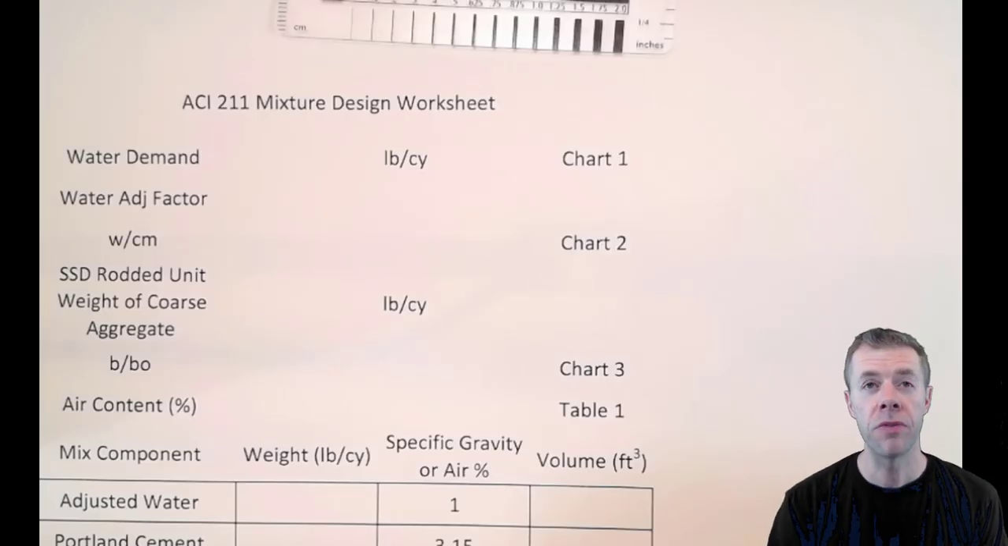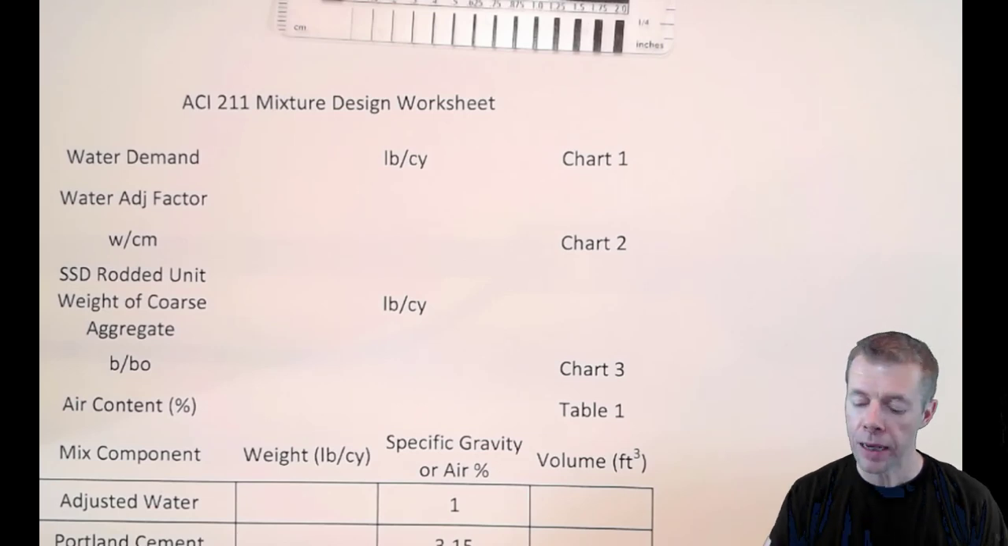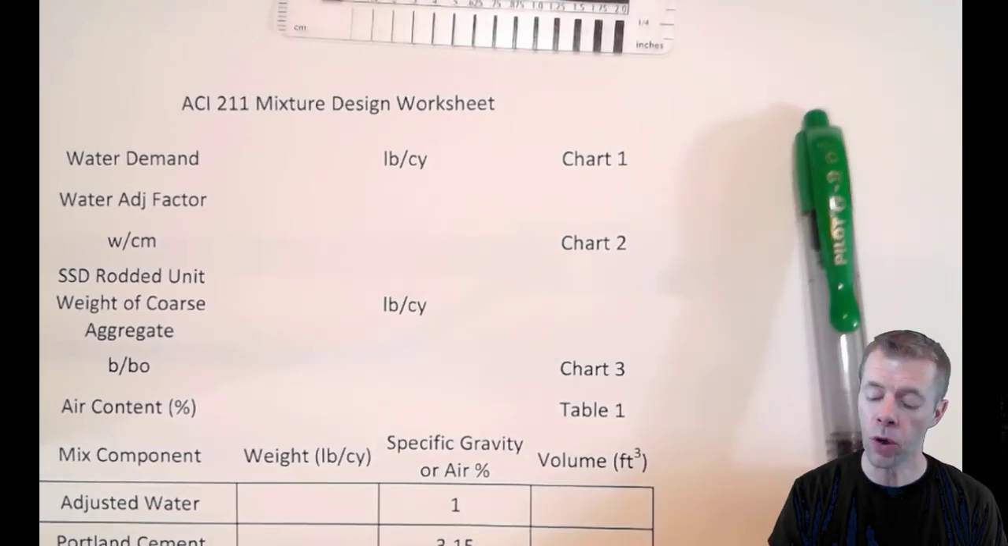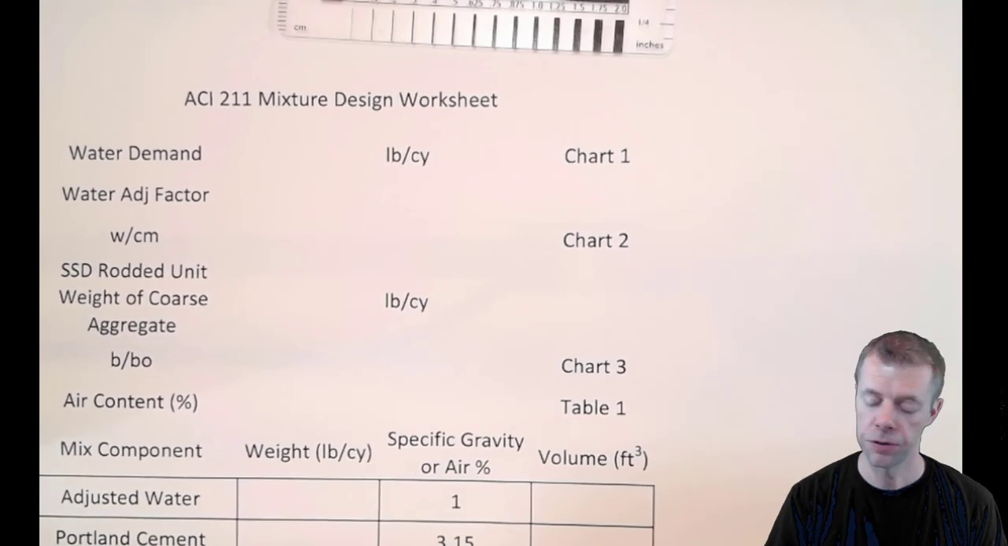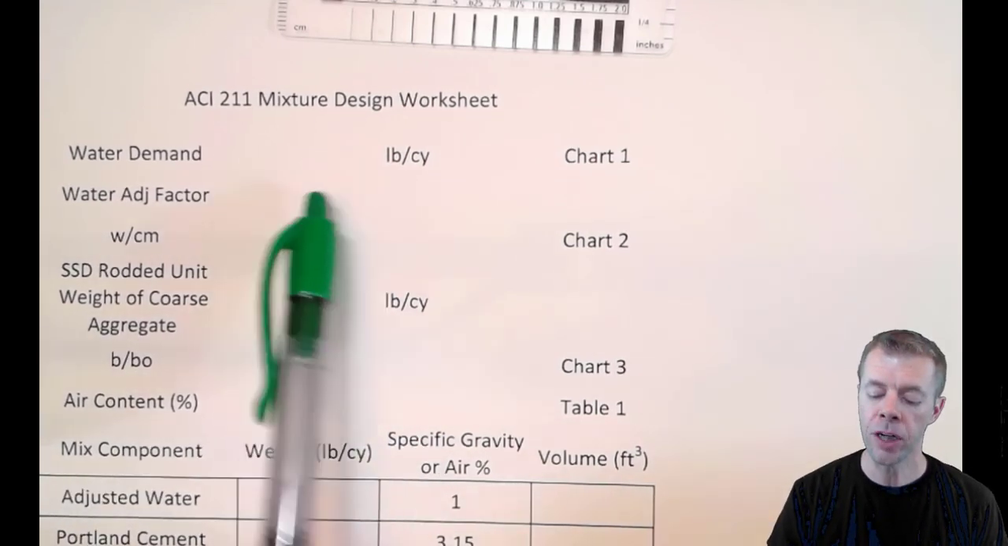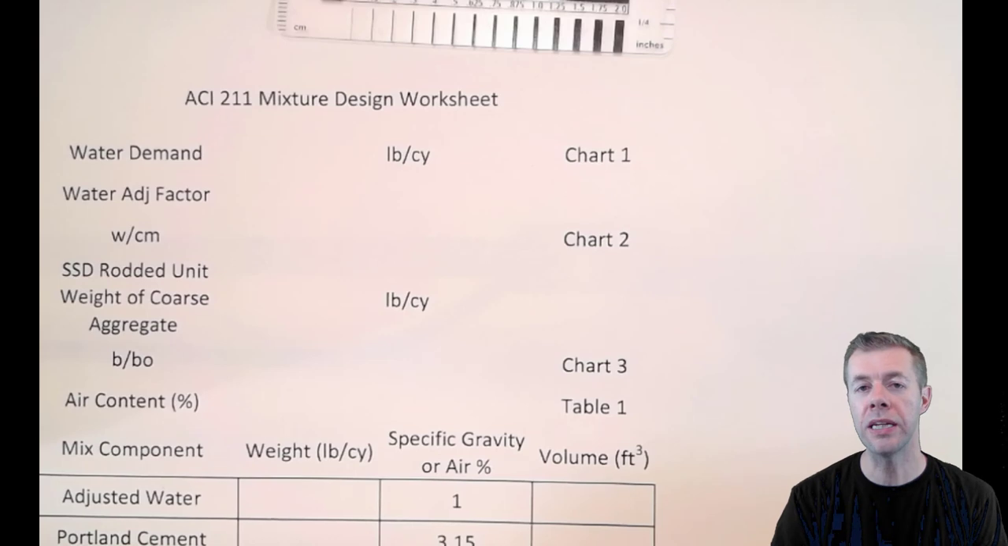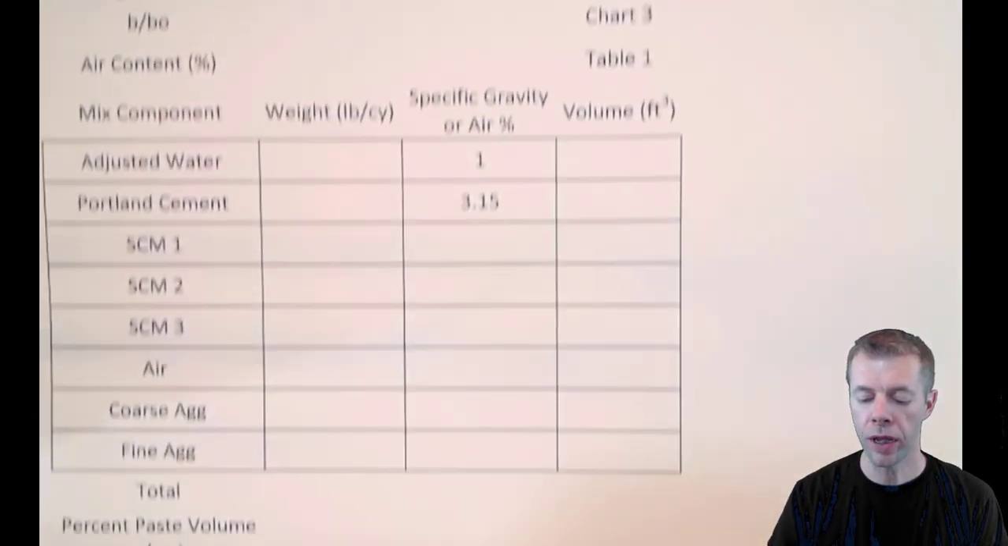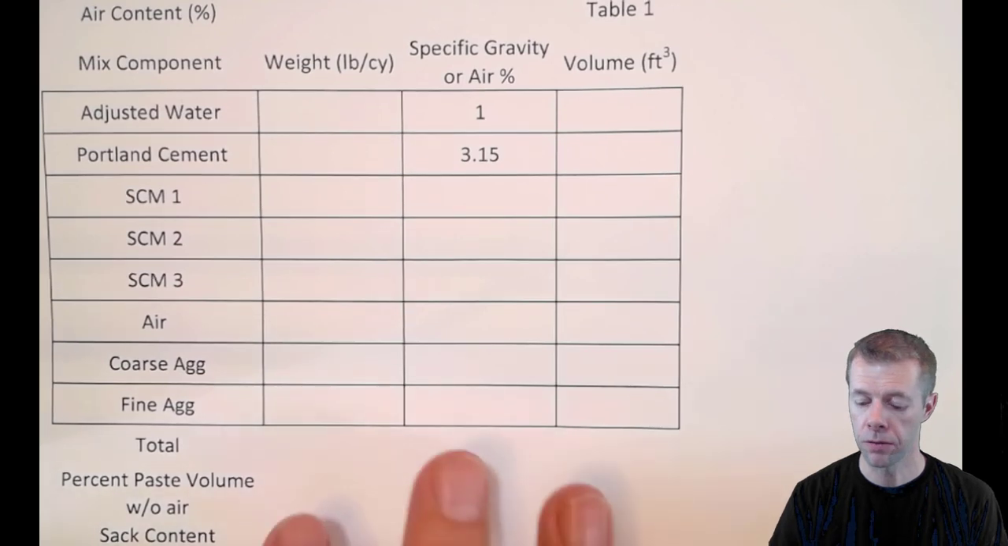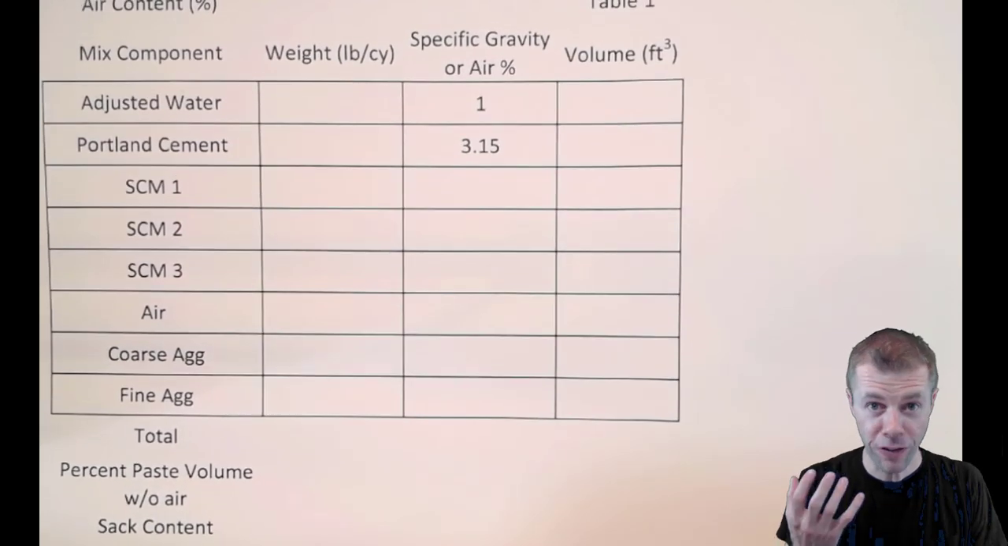This is the worksheet, the ACI 211 mixture design worksheet that we're going to be using to work this problem. Over in this area, I'm going to write down calculations. And in this area, I'm going to write down specific parts that we need to work the problem. Then ultimately, we will calculate the mix components down here. And we'll be finished after that.